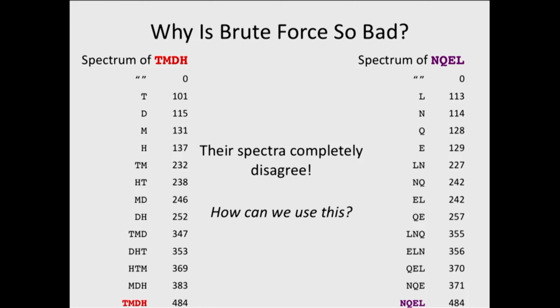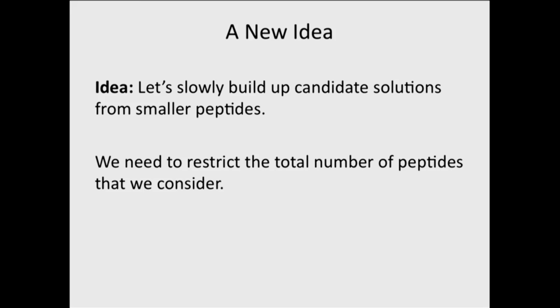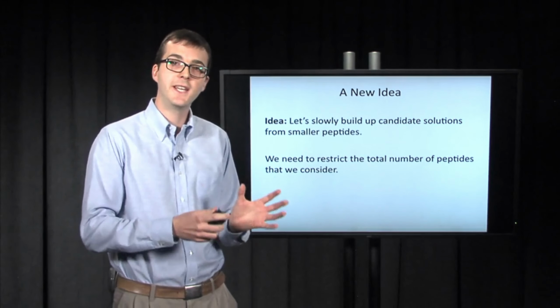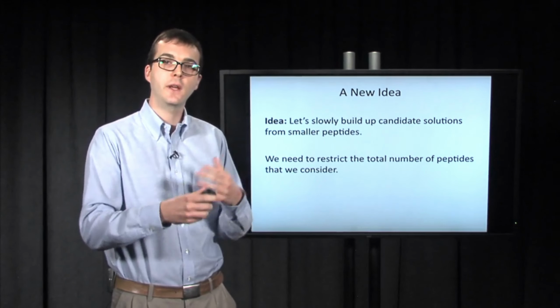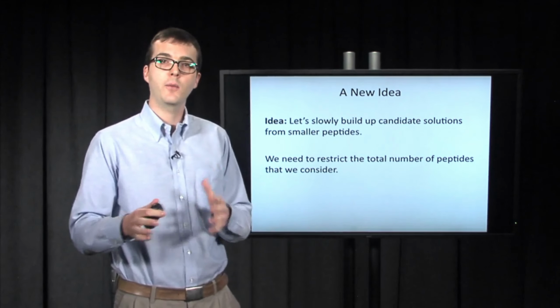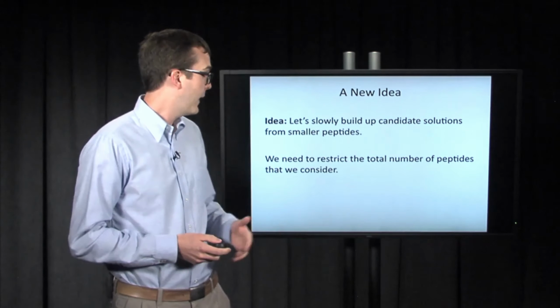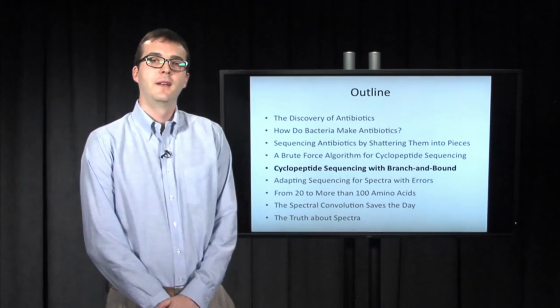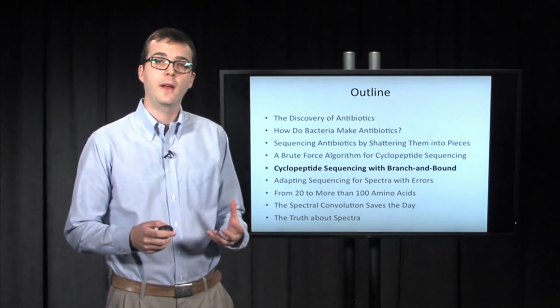Our idea is, rather than try to form big peptides all at once, let's slowly build up our candidate solutions from smaller peptides. At each stage, we're going to test its spectrum and make sure it's on the right track. And if it's not on the right track, we're going to kick it out. That's going to allow us to restrict the total number of peptides that are under consideration. OK, so now we have an idea for a different algorithm.